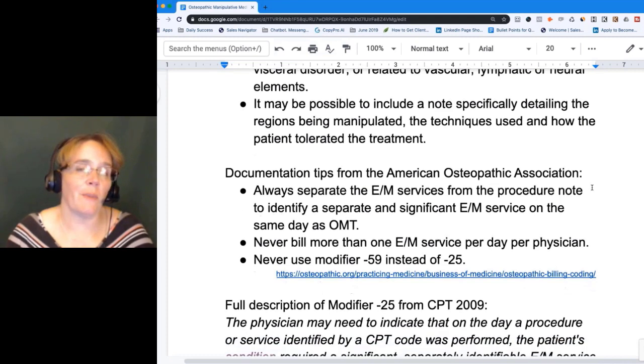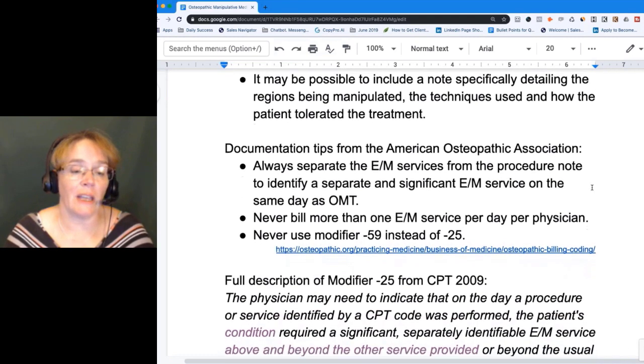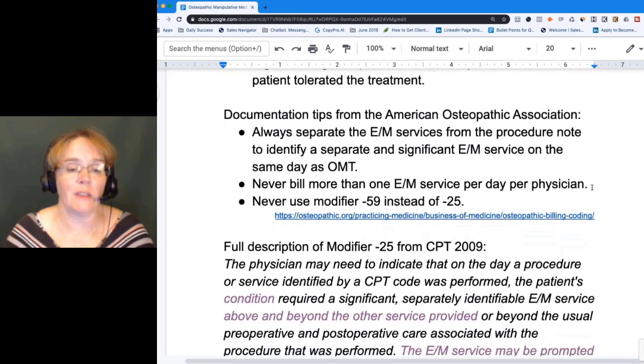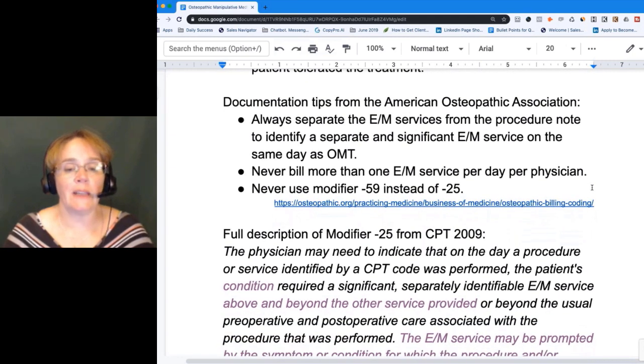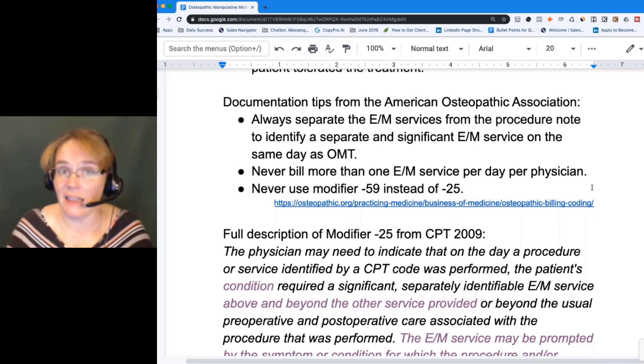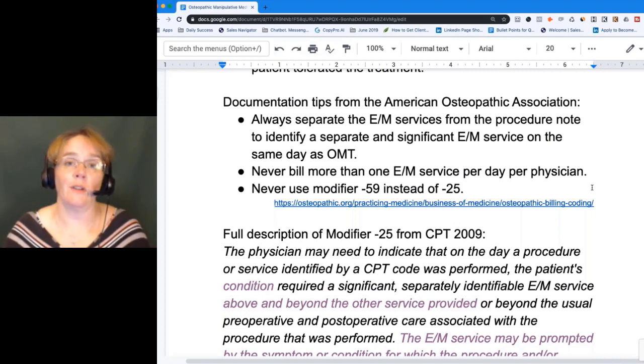So the American Osteopathic Association gave some tips for documentation. Always separate the E&M services from the procedure note. That's their tip. Everybody, of course, does things their own way, especially when you have templates in EHRs nowadays. But they suggest to separate them so that you can identify that E&M source and that manipulative treatment.